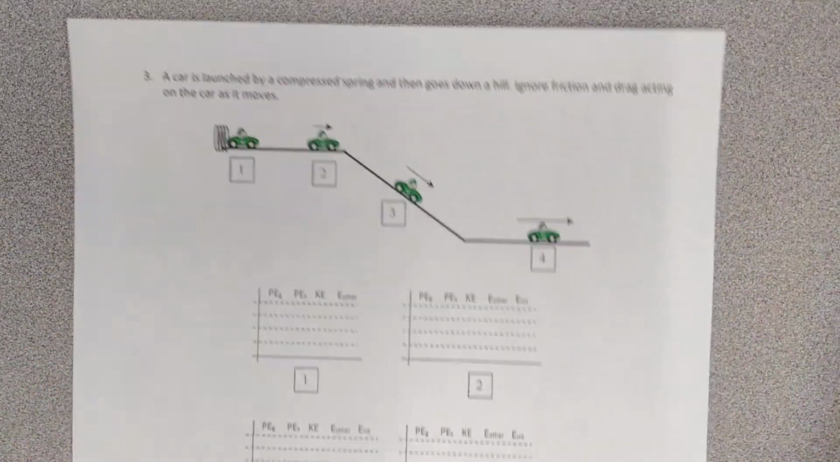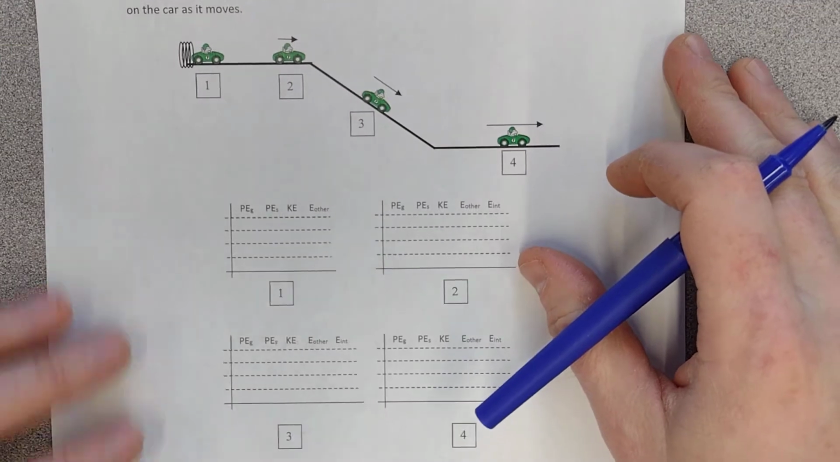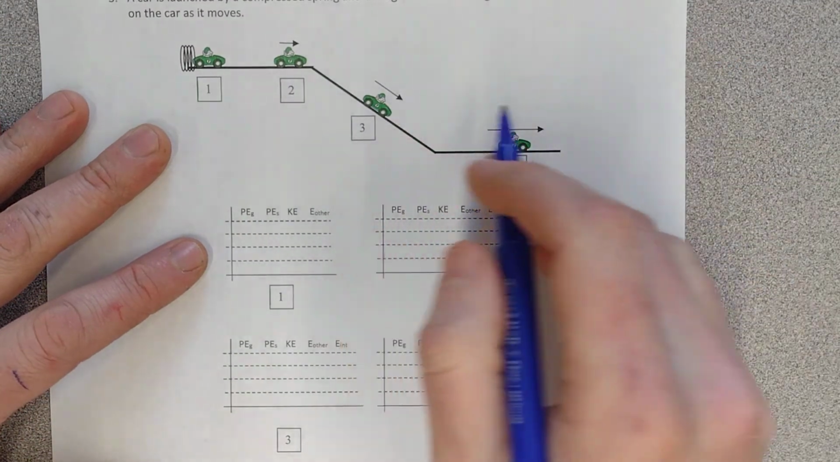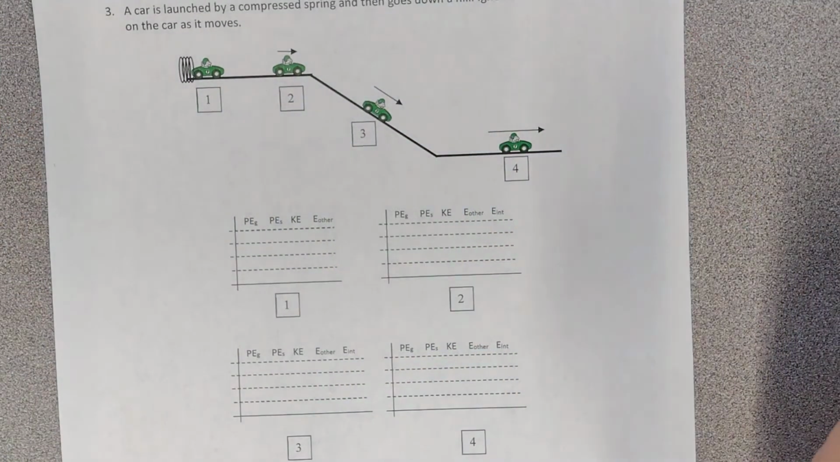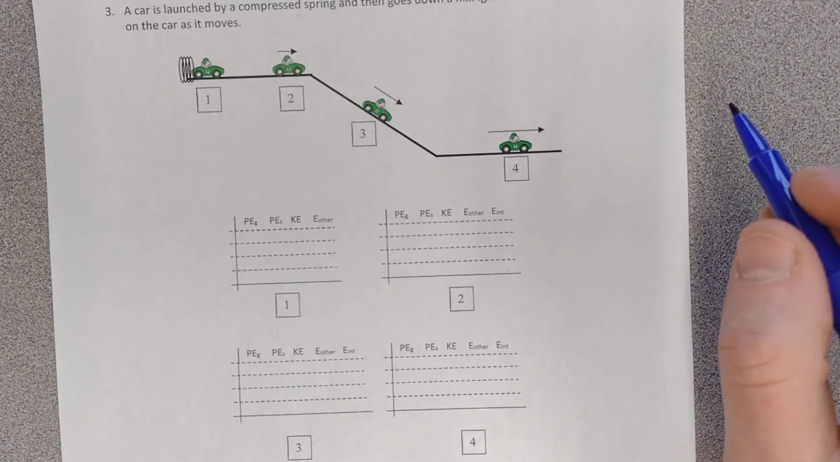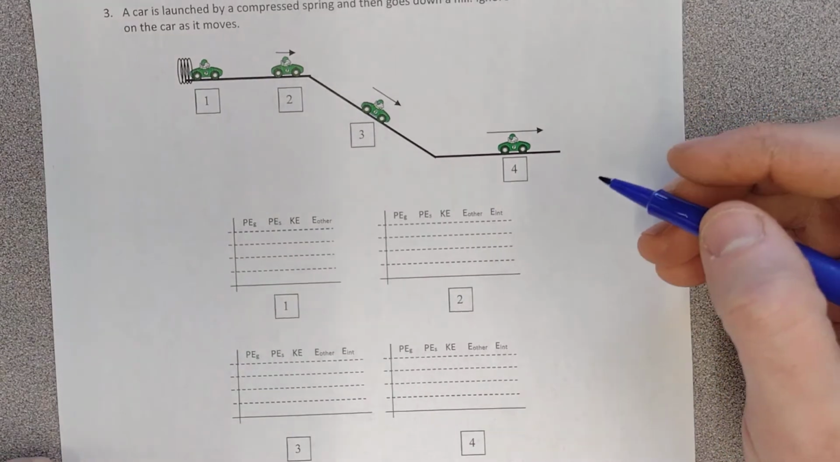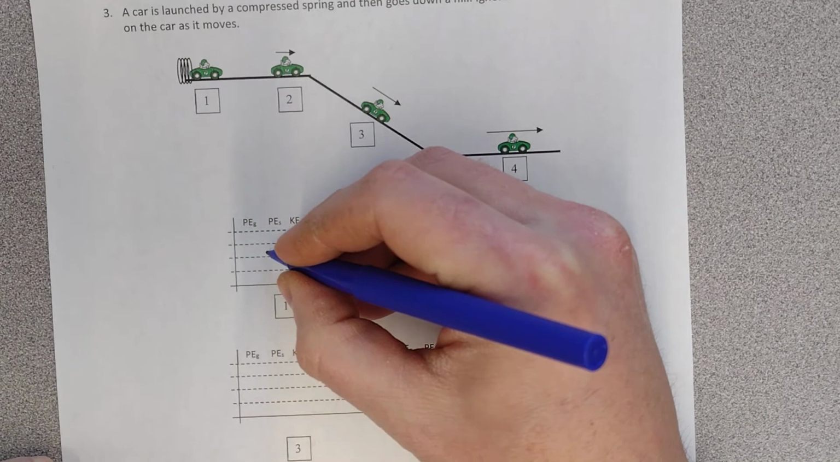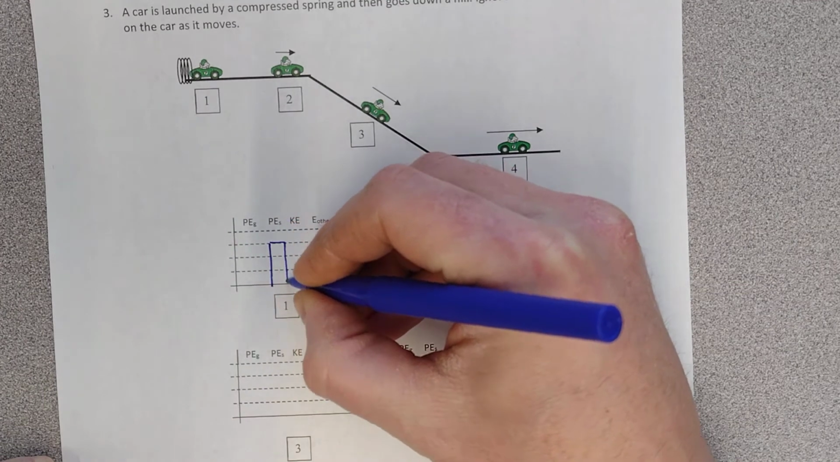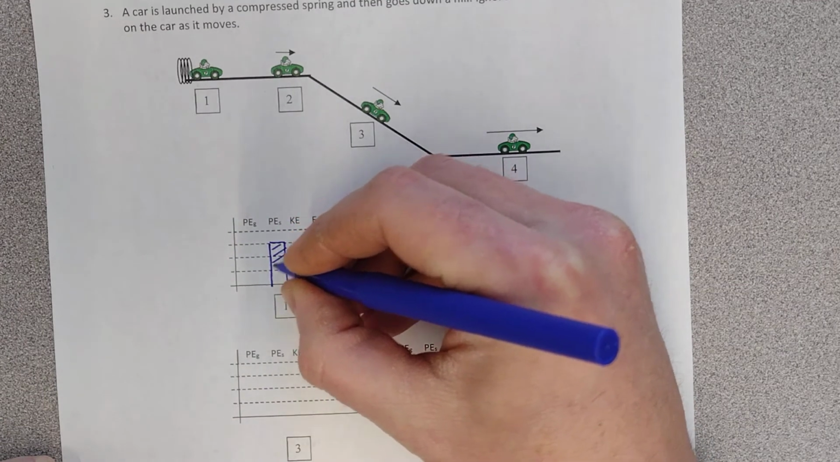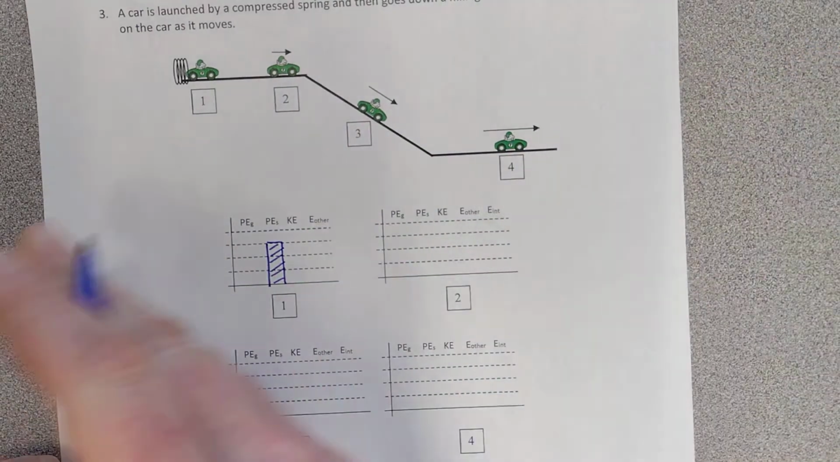Alright, this one here, a car is launched by a compressed spring. It goes down a hill. Ignore friction and air drag acting on the car as it moves. So, spring energy. Oh, I don't know, we've got a spring launching it. Let's say it's 3 units of spring potential energy stored up in there. Alright, so the spring launches it.